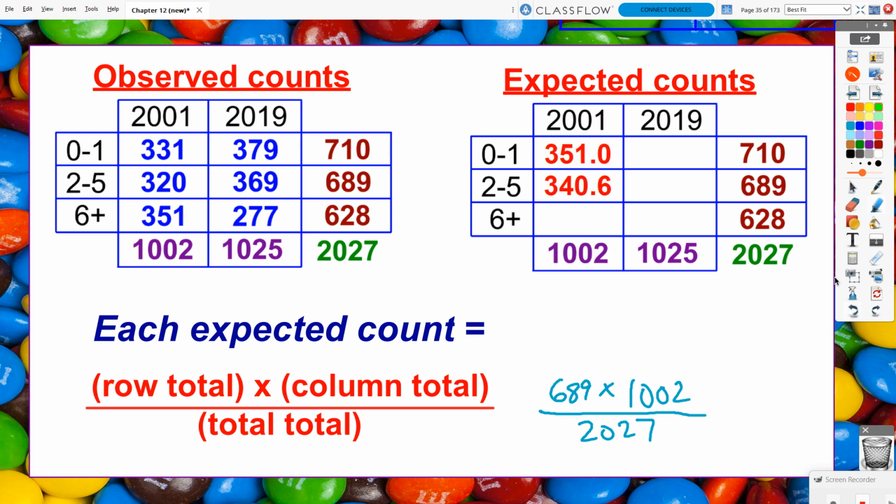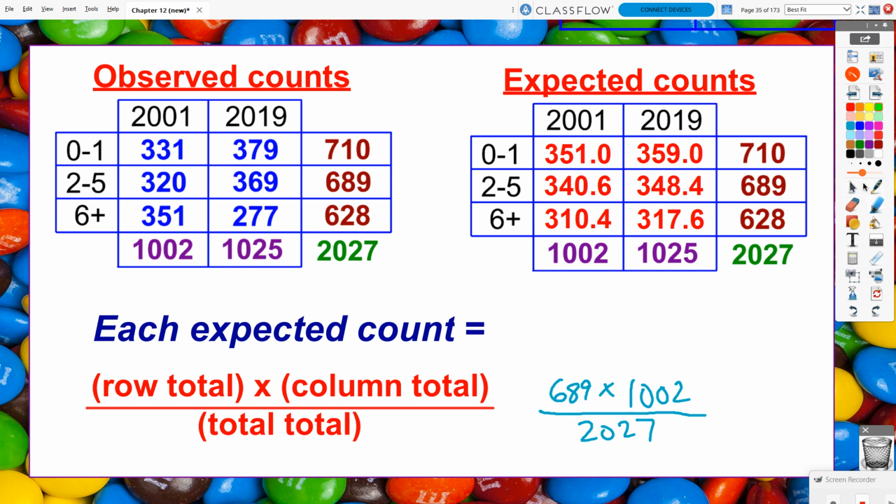So what I could do in my calculator is take 1002, subtract 351.0, subtract 340.6, and what am I left with? 310.4. Now, the same thing's going to apply with our rows: that 351 plus this number needs to make a total of 710. So if I start with the 710 and subtract 351, I get 359. If I then take 689 and subtract 340.6, I get 348.4. And then last but not least, if I take 628 and subtract 310.4, I get 317.6. So there are all of my expected counts.